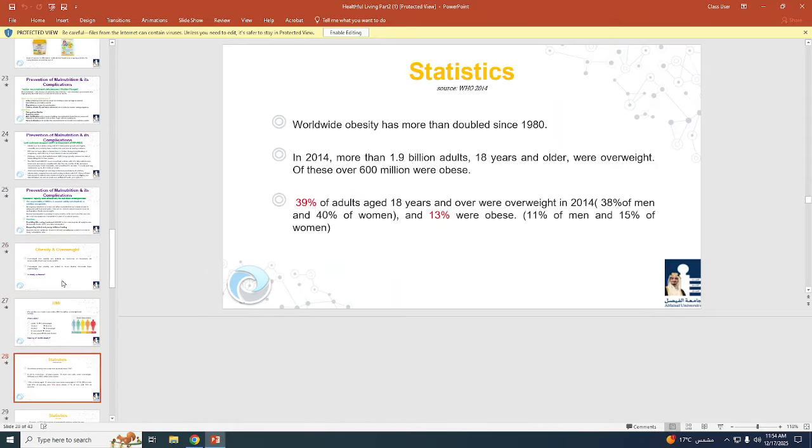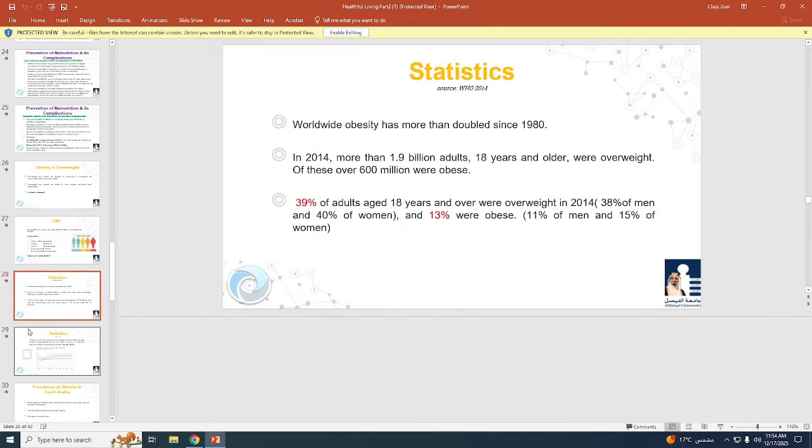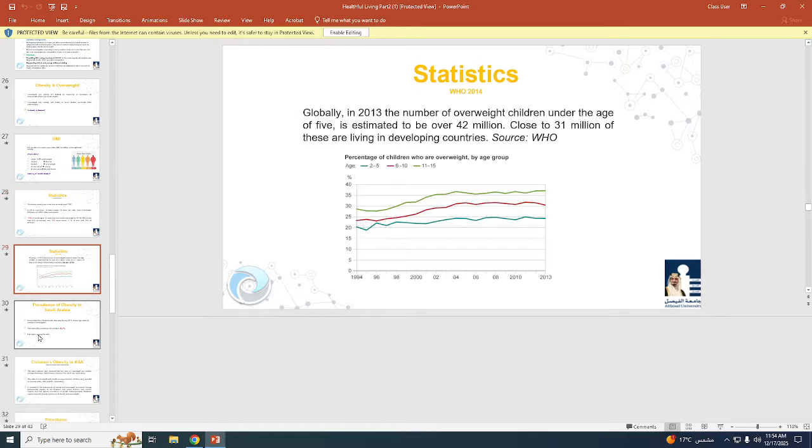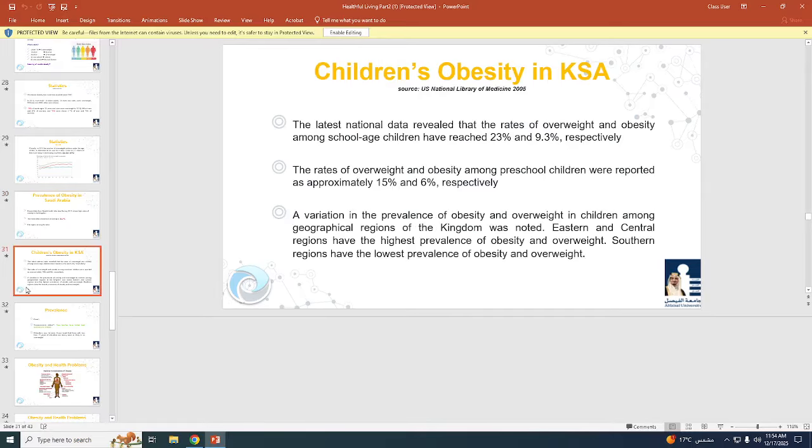Obesity, overweight, BMIs, those you need to know about them. Statistics: how many adults 18 years old and above? 40% of adults are actually overweight. Saudi Arabia, what is the estimated prevalence of obesity? This is important: 1/3 of the population.